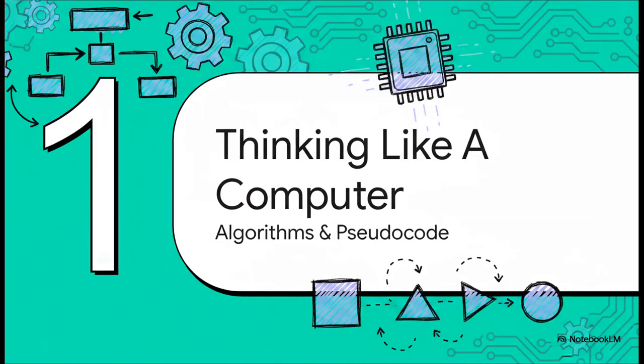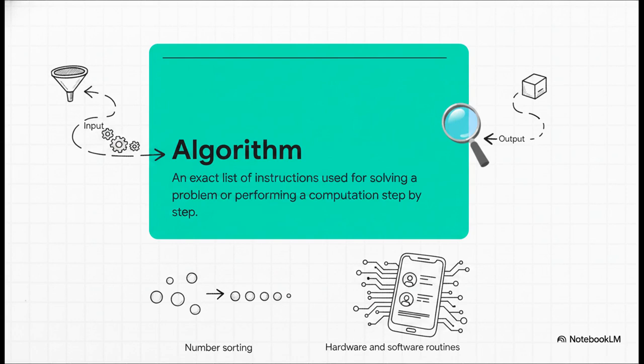All right, starting off with Section 1, Thinking like a Computer, which is all about algorithms and pseudocode. Before we can write a single line of C code, we really have to train our brains to think sequentially. An algorithm totally demystifies this process. It's essentially your ultimate recipe or roadmap. It's an exact list of instructions that conduct specified actions step by step. You take an initial input, process those instructions to perform a specific computation, and boom, you produce an output.